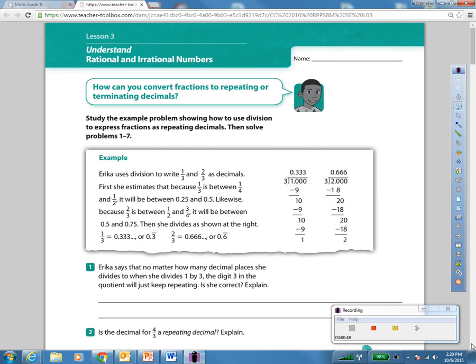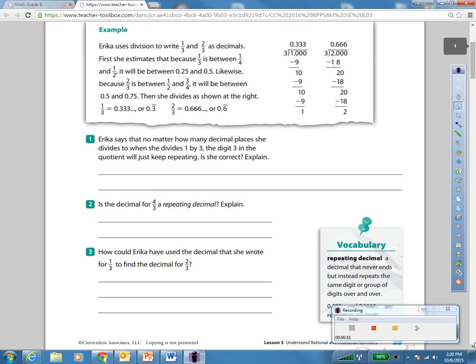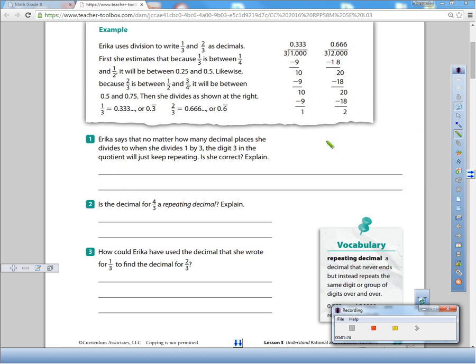I'm going to go ahead and scroll up a little bit here. Alright, so Erica says no matter how many decimal places she divides to, when she divides 1 by 3, the digit 3 in the quotient will keep repeating. Is she correct? Explain. So as she keeps dividing here, 1 divided by 3, yes, she keeps going because each time she subtracts, she gets a 9. Okay? So think about that pattern that we looked at today with the 9s. Here's where those 9s come from.